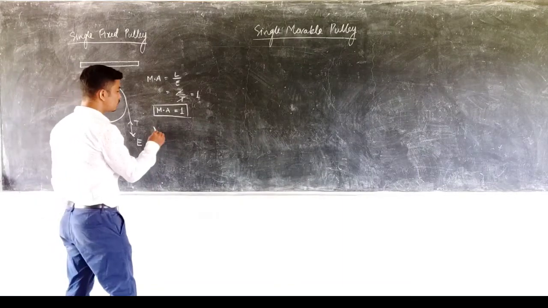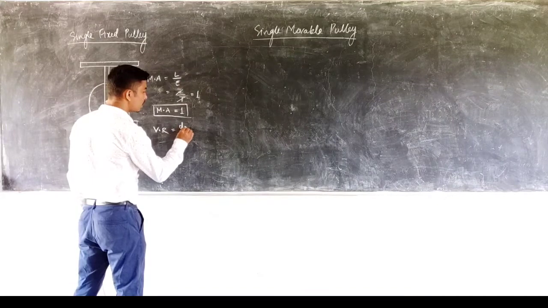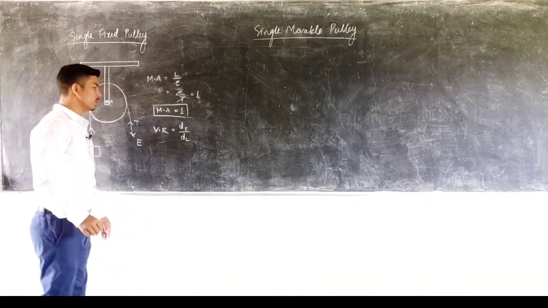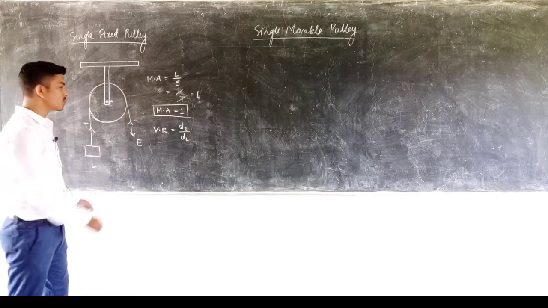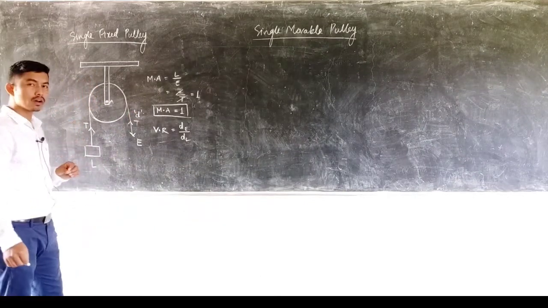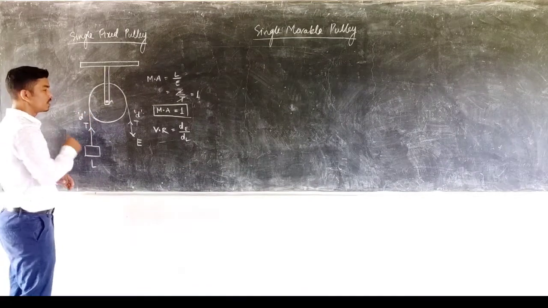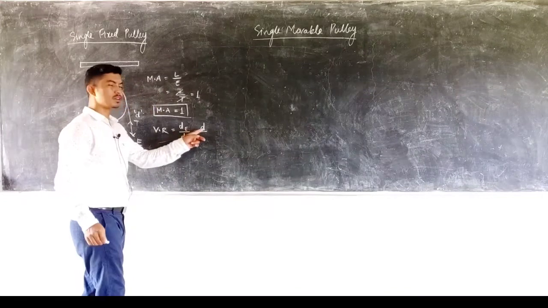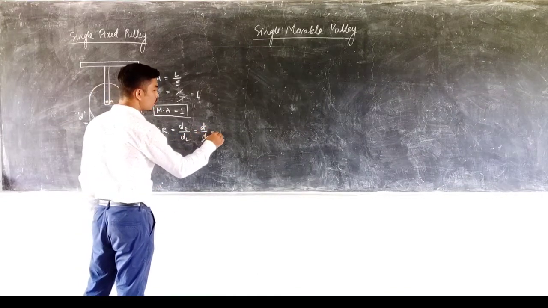Now coming to the velocity ratio, VR. The velocity ratio is given by the distance moved by the effort to the distance moved by the load. Now if you pull the rope downward by a distance D, it is obvious that on the other end the load will also get raised upward by a distance D. So thus, when the effort moves a distance D, the load also moves a distance D. So it cancels and becomes 1.